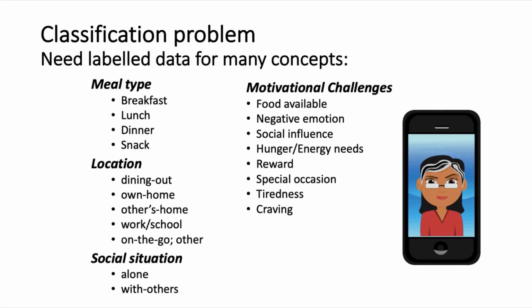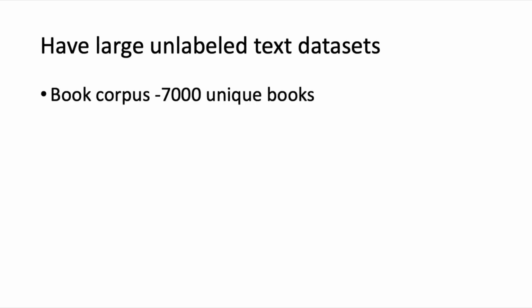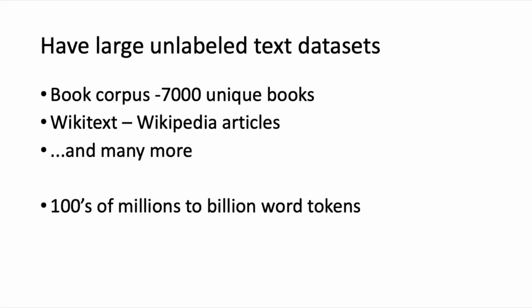However, this process can be made easier with unsupervised pre-training. Because what we do have is huge unlabeled data sets of language. And so these are just big corpuses of language text, such as the book corpus, which are 7,000 unique books in the English language, or Wikitext, which is a huge corpus of all Wikipedia articles that have good ratings, and many other corpora like these. And these text datasets have on the order of hundreds of millions to 1 billion unique word tokens and sentences. But they're unlabeled. They don't have concepts associated with them.